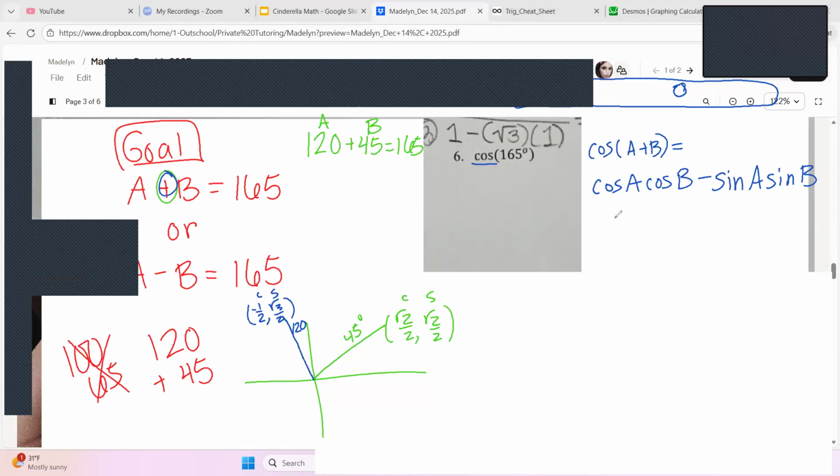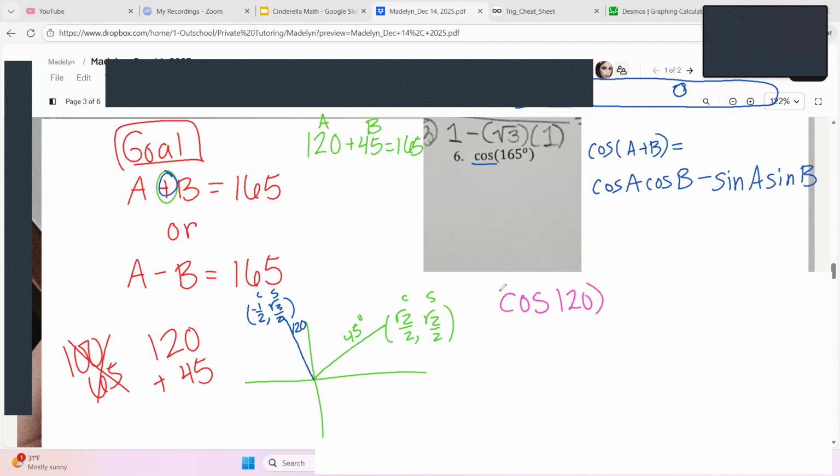Alrighty, so we said our A is 120, so we're going to have cos of 120. Let me write it where I can have a little more space, sorry. I'm coming down, I'll still be in the pink pen. So cos of A is going to be cos 120. Cos of B is going to be cos of 45. Minus sine of A, so sine 120, and sine of B, which will be sine 45. Sorry for squishing there.